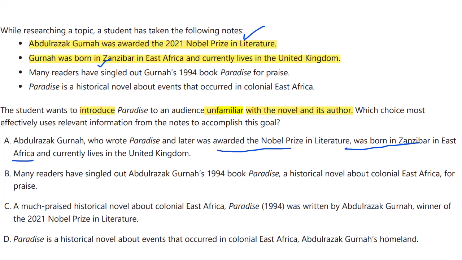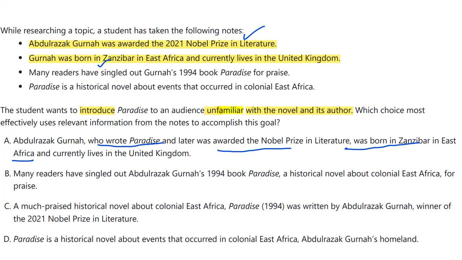It's introducing him to an audience unfamiliar. So far, so good. The only problem here is it just simply says he wrote Paradise. It's not really introducing Paradise to the audience. It's not doing a sufficient job on the second condition.